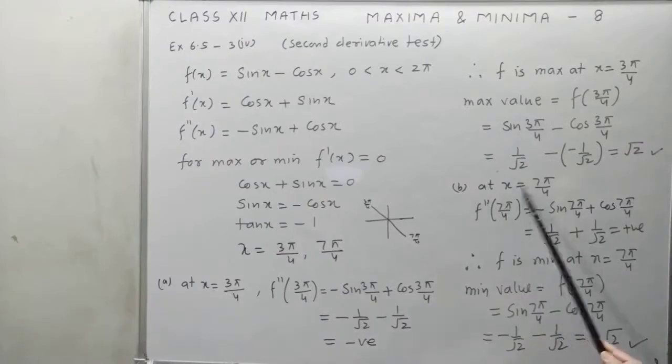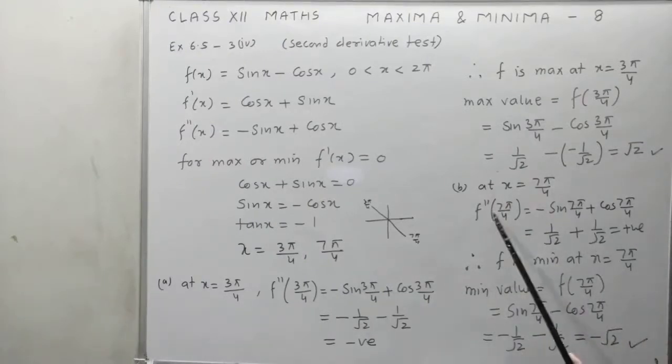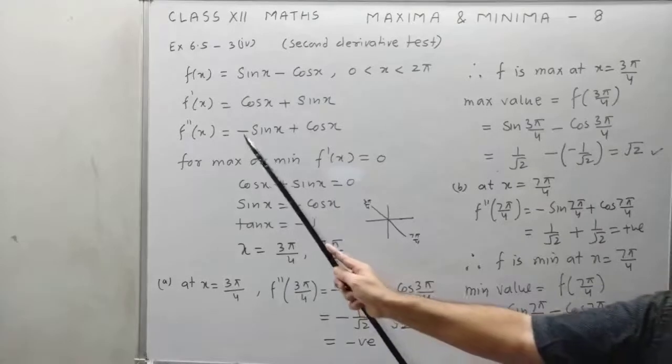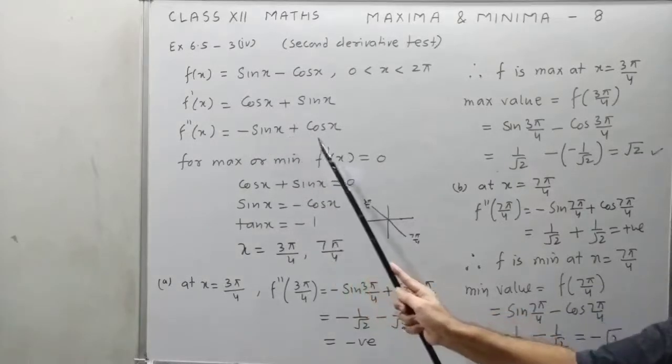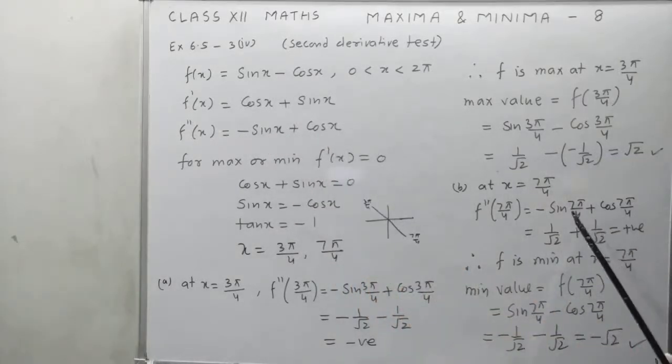Now the second point is 7 pi by 4. Substitute 7 pi by 4 in the second derivative. That is minus sin 7 pi by 4 plus cos 7 pi by 4. And you know sin is negative, negative means positive, and cos is positive. Therefore we get the second derivative as positive. And second derivative positive means the function is minimum at this point.